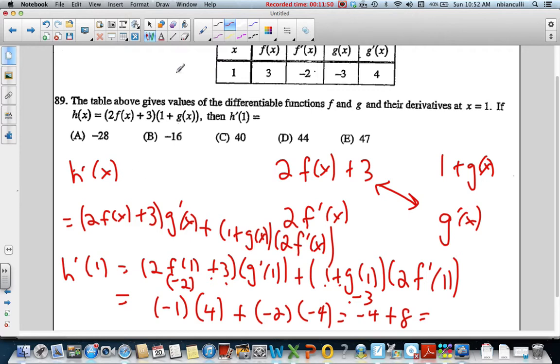And I believe I found what I did wrong here, which was this. f of 1, I was looking at f prime of 1. f of 1 was 3. So if f of 1 is 3, 2 times 3 is 6 plus 3 is 9. And now we get, instead of negative 4, we get 36 plus 8, which is 44. And that I'm pretty confident is correct.